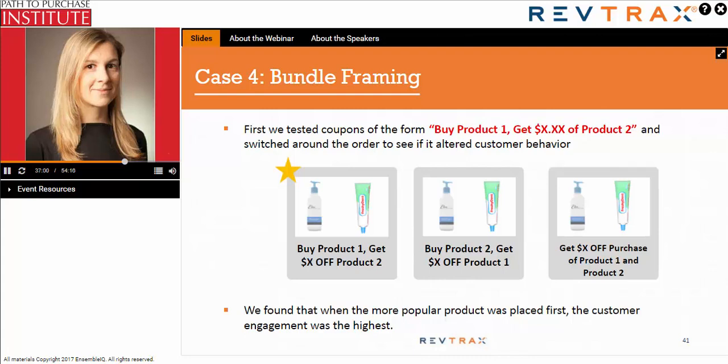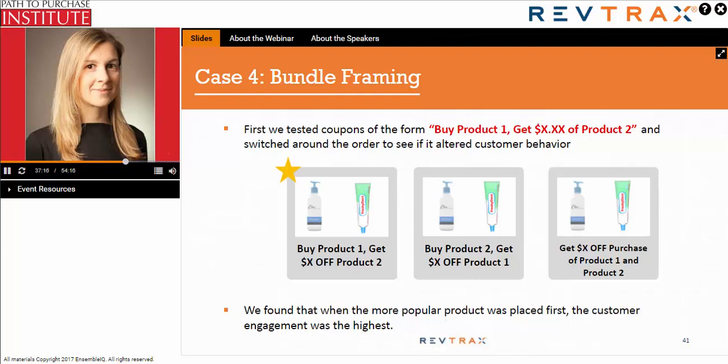So in the first group, we said buy product 1, get $3 off product 2. For the second group, we flipped it. We said buy product 2, get $3 off product 1.